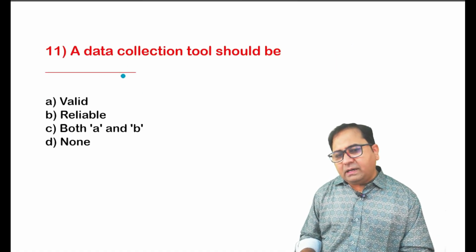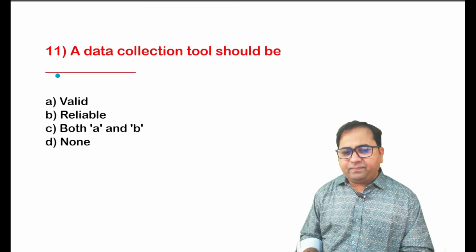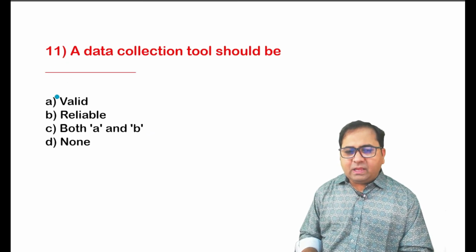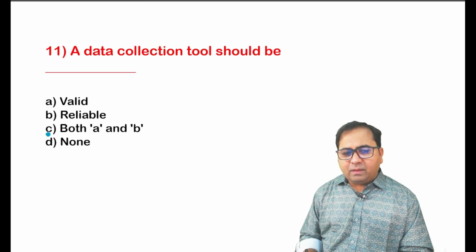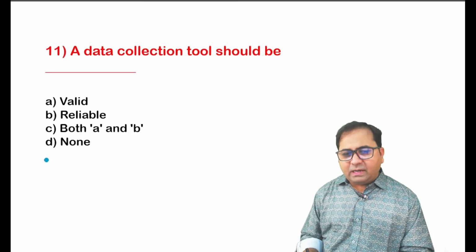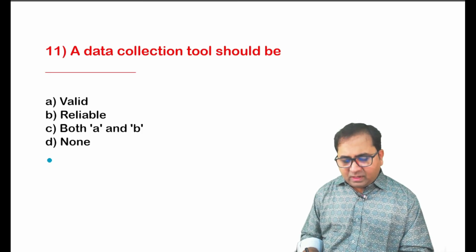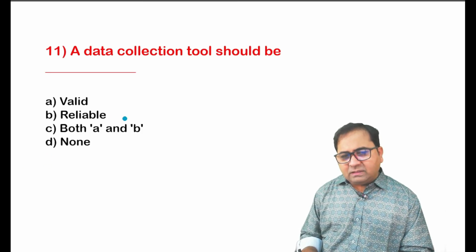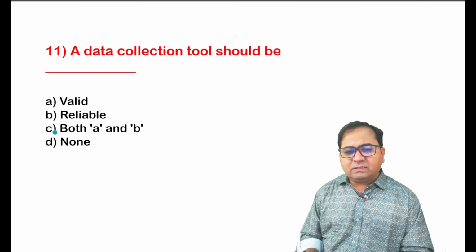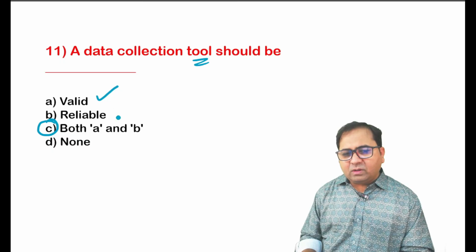Next, a data collection tool should be what? Options they gave are A, valid, B, reliable, C, both valid and reliable, or D, none of the above. This is a very simple question. The answer is C, that is a data collection tool should be both valid and also it should be reliable.